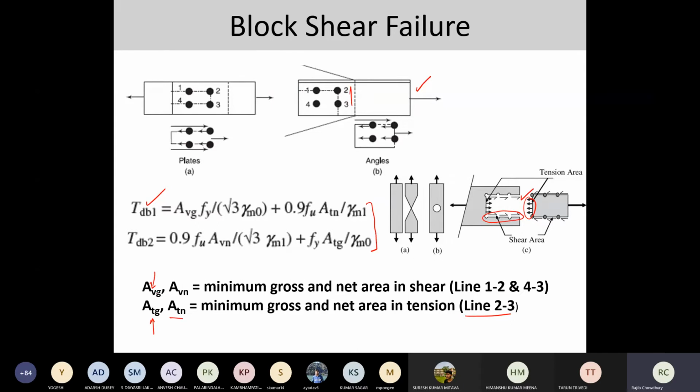Okay. And AVG and AVN are the minimum gross and the net area in shear. You know that already the shear would be here. So we need to utilize this particular formula to find how much is the net block shear failure, the force which is happening for this block shear failure.